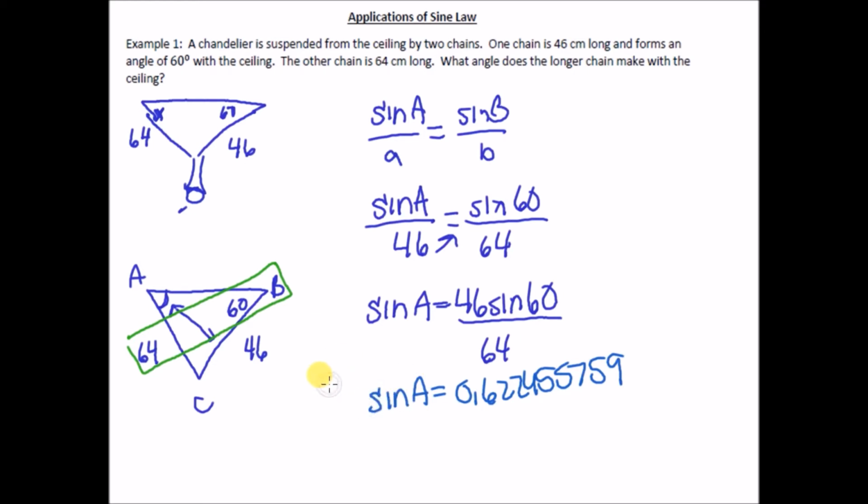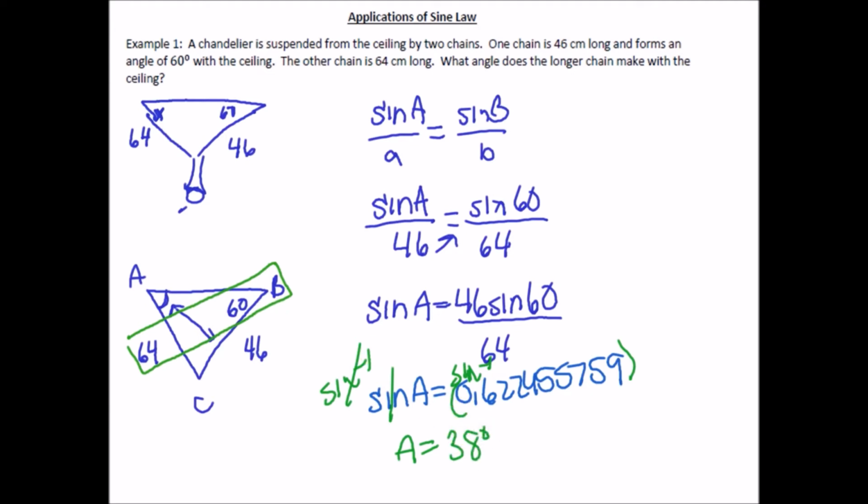And what we're going to do is we're going to get the sine out of there. We need A all by itself. So we're going to sine inverse both sides. Sine inverse and sine cancel, and then sine inverse the other side. And what we get is A equals, let's round, 38 degrees.